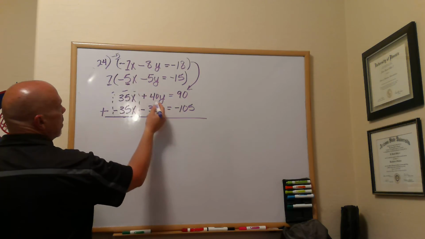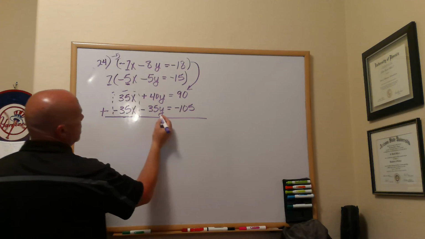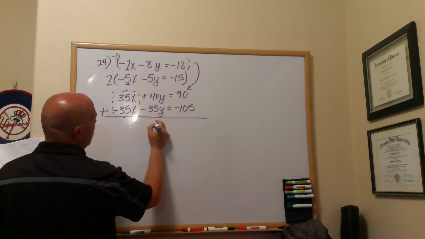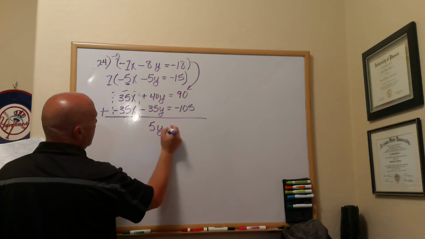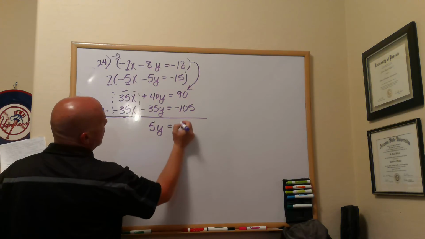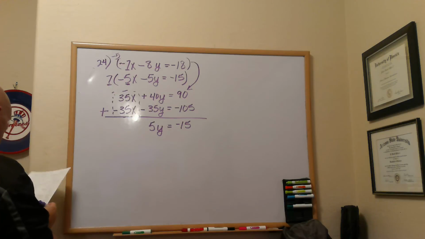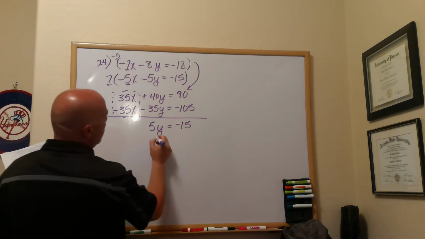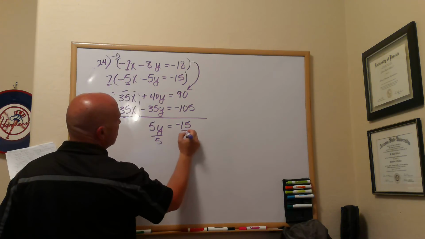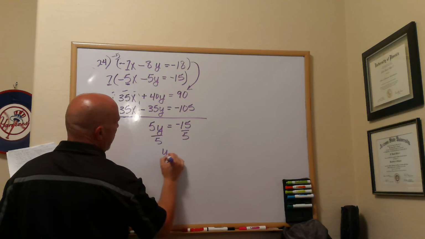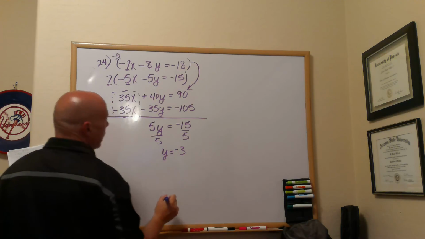So we're going to add a positive 40y plus a negative 35. That's going to give me a positive 5y is going to equal a negative 15. Divide both sides by 5. Y is equal to a negative 3.